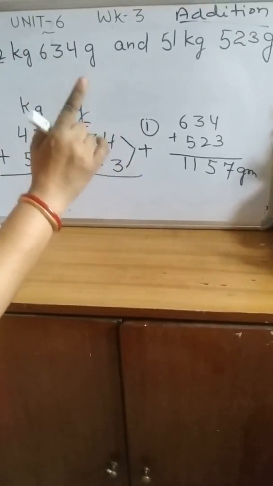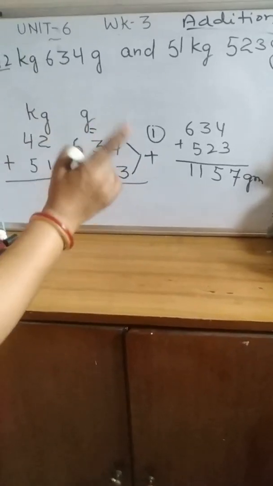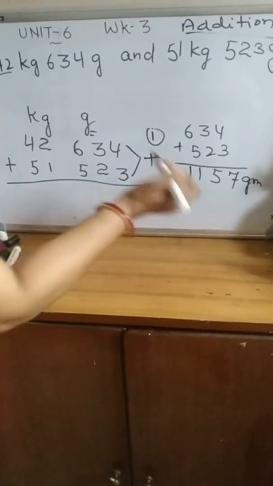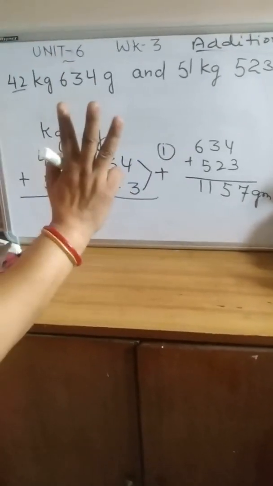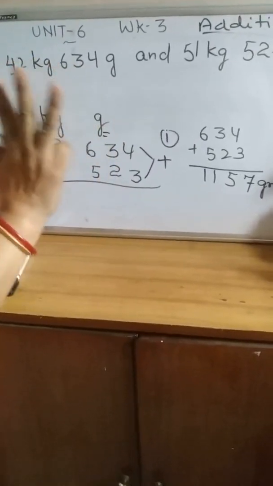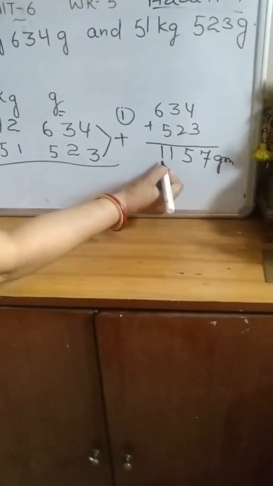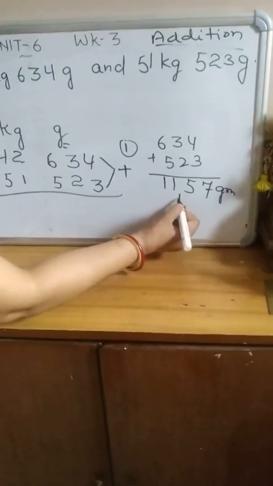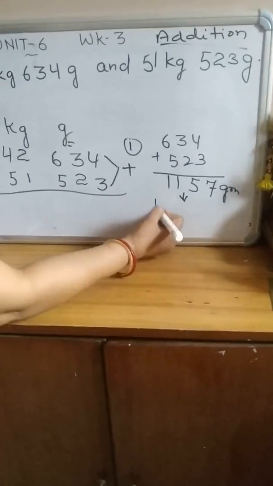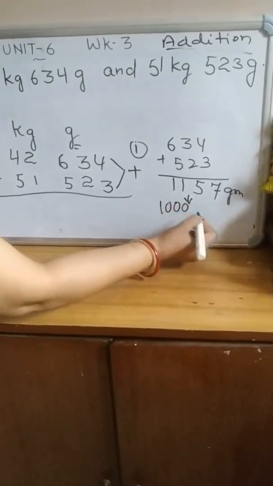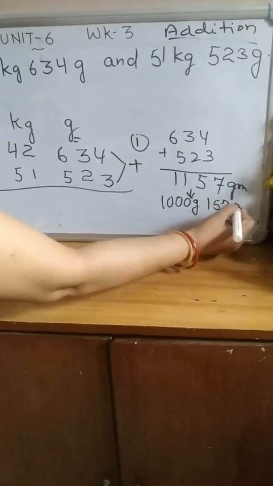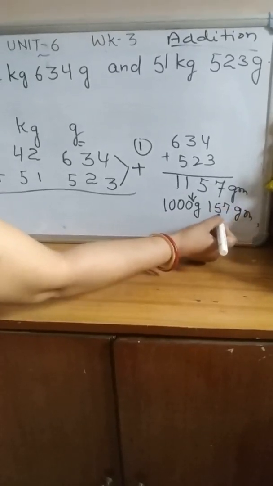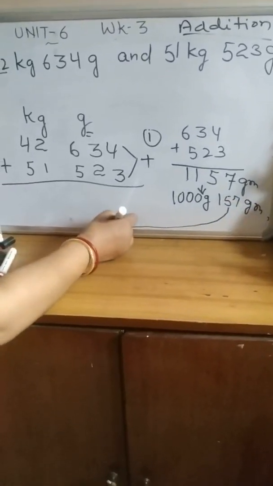Here you see this gram is having 4 digits. In gram we can keep only 3 digits, that is maximum up to 999. So here it is 1157. We split it into two parts: 1000 gram separately and 157 gram. This 157 will go in the gram column.